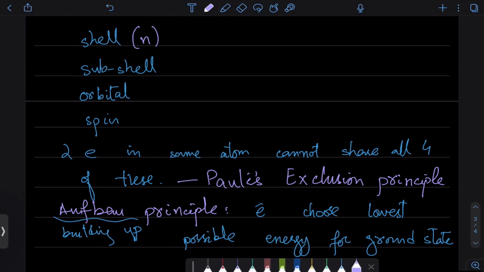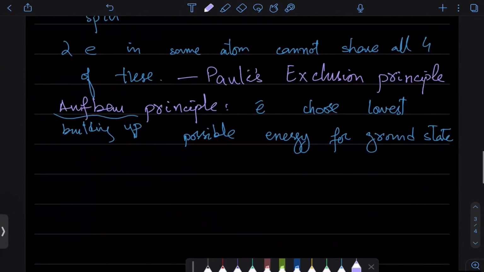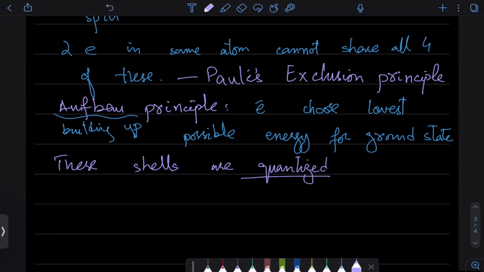What I'm saying is that these shells are quantized. That is such a powerful statement that it changed the whole thinking process of scientists when it came out. And that is why many scientists were actually opposed to this idea. These shells are quantized. Quantized का मतलब होता है in fixed packets. Let me give an example. We use quanta all the time in our lives.